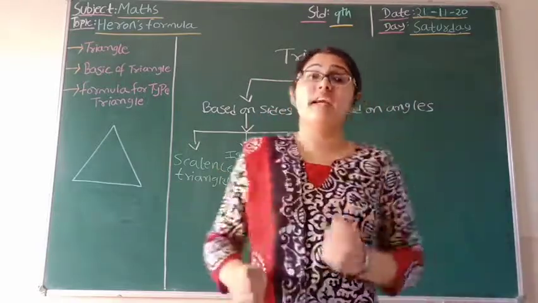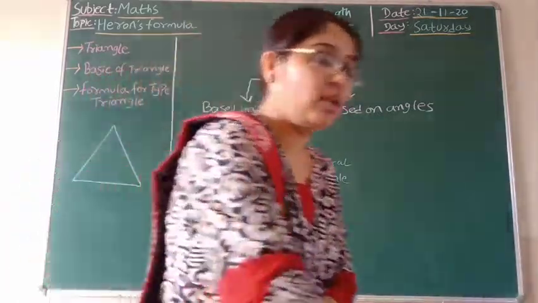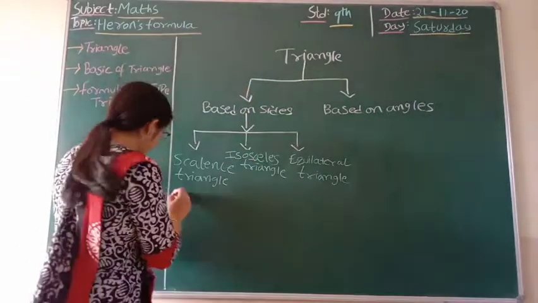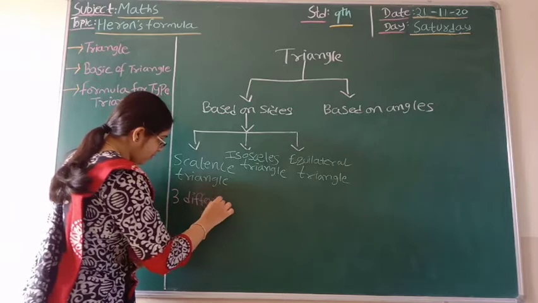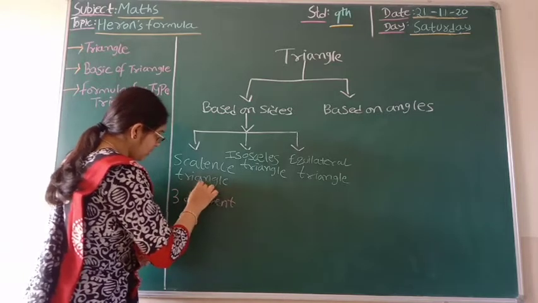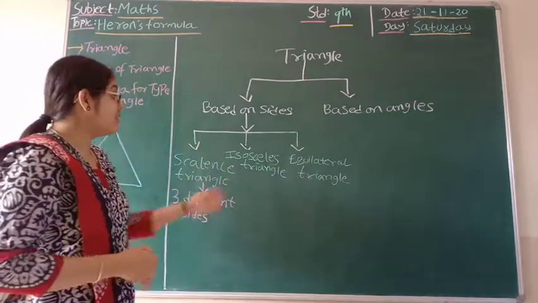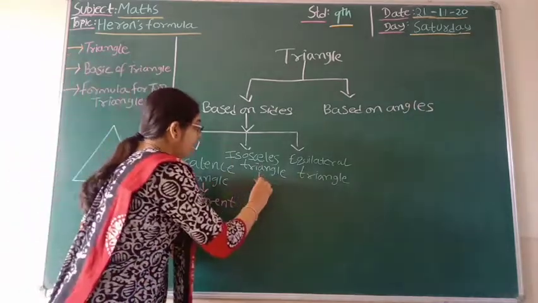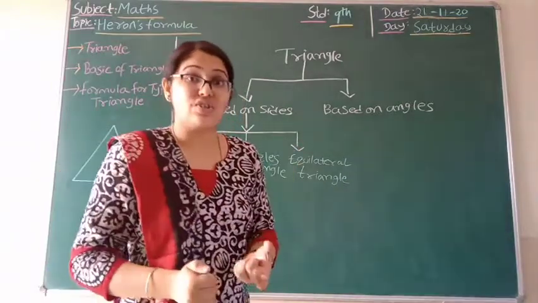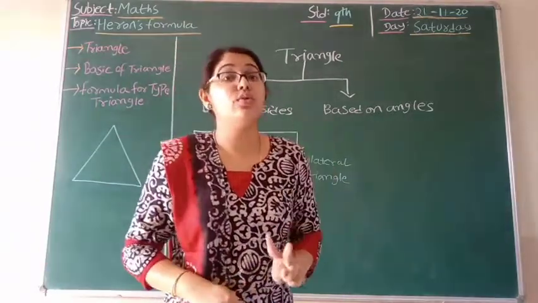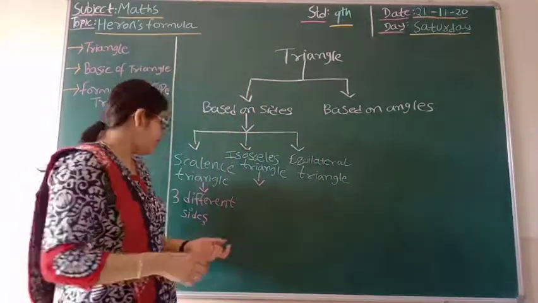Now coming to the very next triangle, the isosceles triangle. So right over here, having three different sides, right? The next is the isosceles triangle. If I talk about the isosceles triangle, then students, an isosceles triangle has two same sides, or you can say two equal sides.